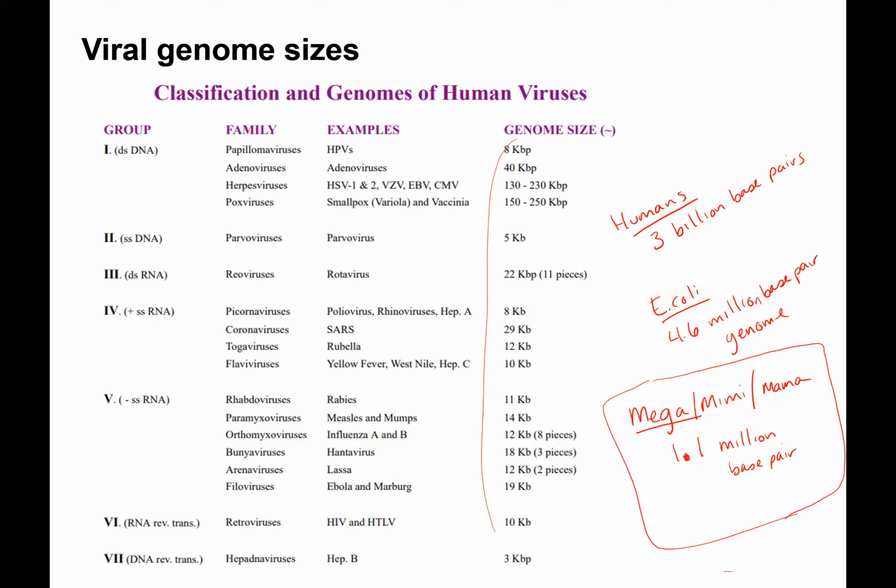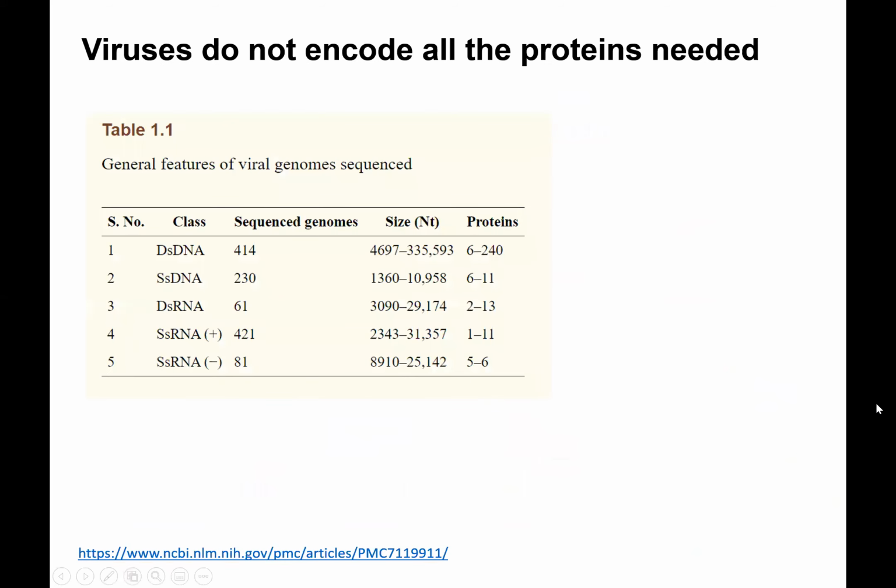actually encode their own ribosomes, kind of like maybe a potential missing link between cells and the viruses that most of us are used to talking about. But other than these Megamimimama viruses, viral genomes are very small. And what's even more important is the number of proteins.